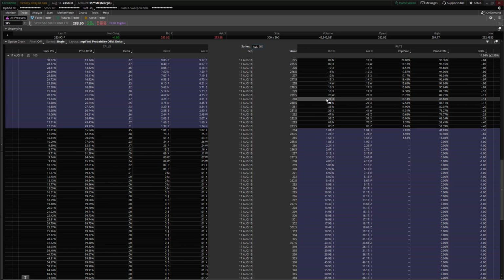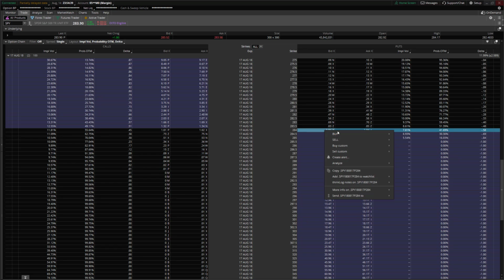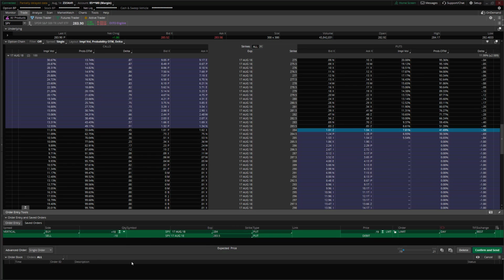Okay, so a debit spread. So I would be doing a vertical spread. I'd be buying the 284s, selling the 280 strike. I'll just show an example with 10 contracts.